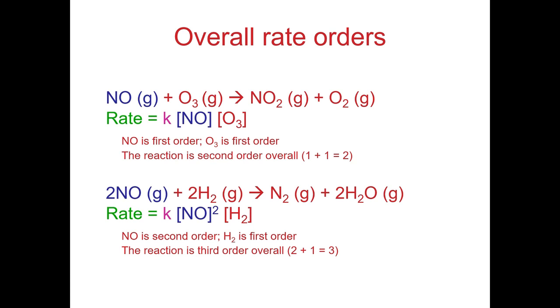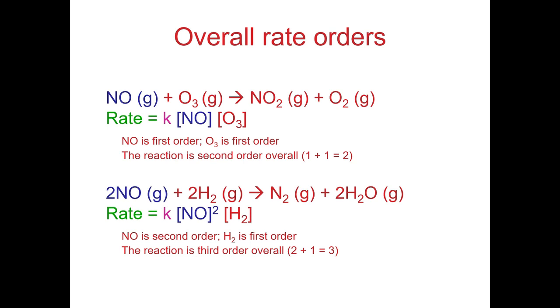Let's look at the second example down here. 2NO plus 2H2 produces N2 plus 2H2O. So again, we have two reactants, NO and H2. And in this rate law, we see NO has an exponent of 2, so NO is second order. And H2 has an exponent of 1, so H2 is first order.